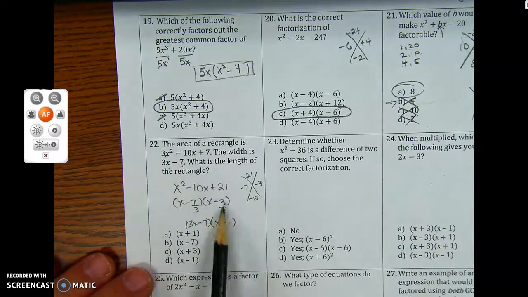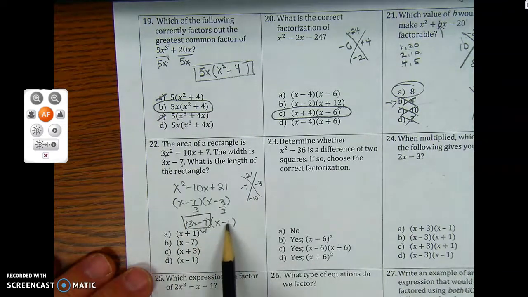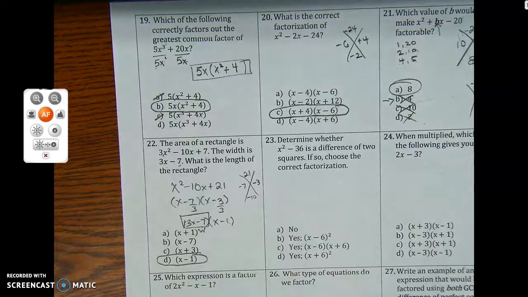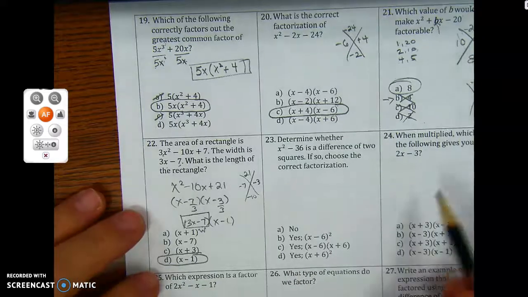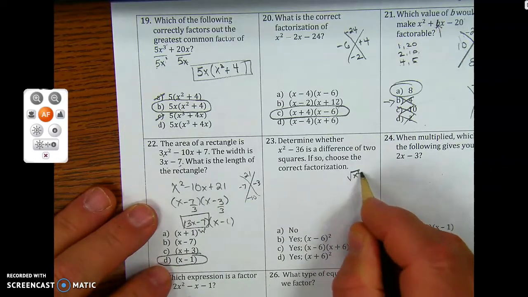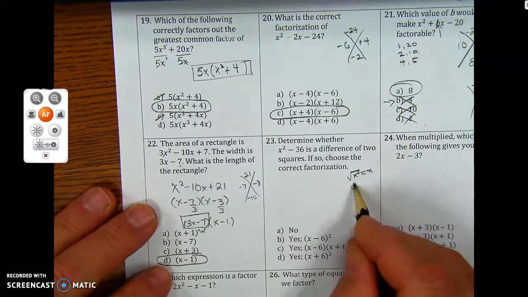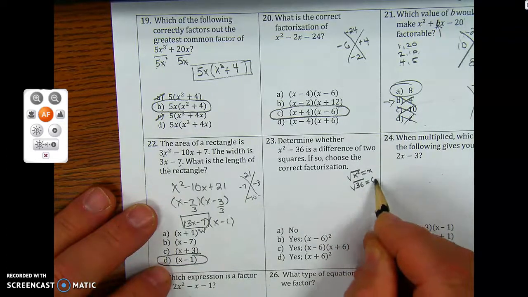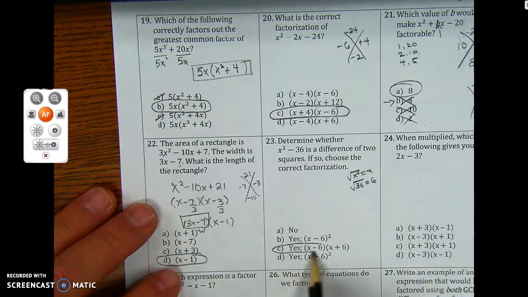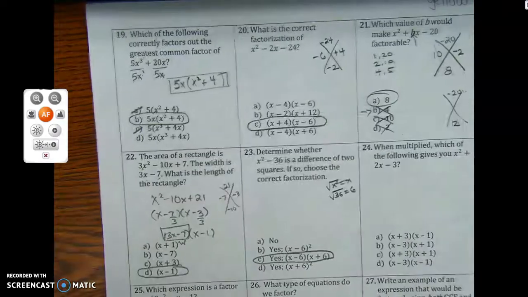So what is the length? Well, here's the width, right? So that means x minus 1 must be the length. So D is my answer. Is x squared minus 36 a difference of squares? X squared, square root of x squared is x. The square root of 36 is 6. So yes, it is. What's my answer? X plus 6 times x minus 6.